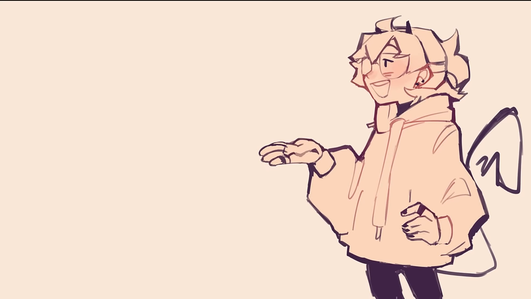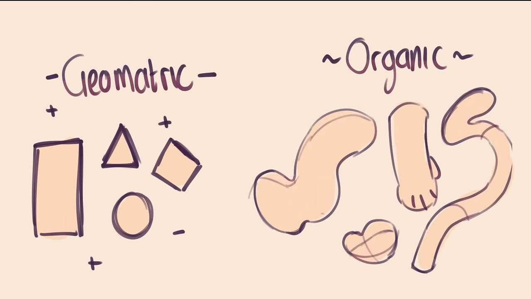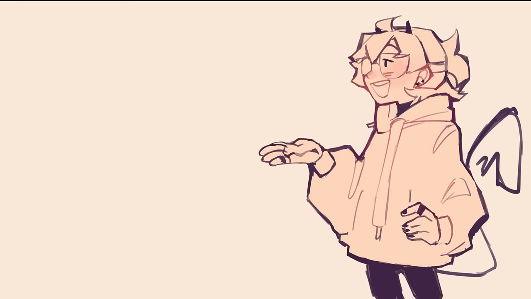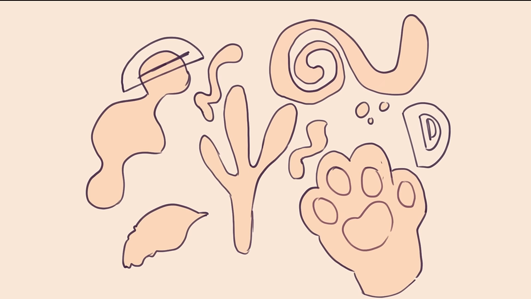With form, there are two kinds of shapes. There's geometric shapes and then organic shapes. Geometric shapes are unnatural shapes which are mathematically correct, like cylinders, pyramids, cubes, and spheres. So like this. And organic shapes or natural shapes, which are normally asymmetric, freeform, or curved. So kind of like this.